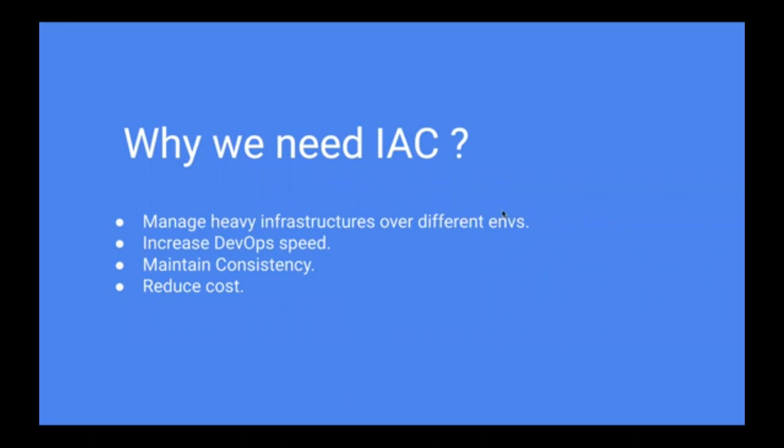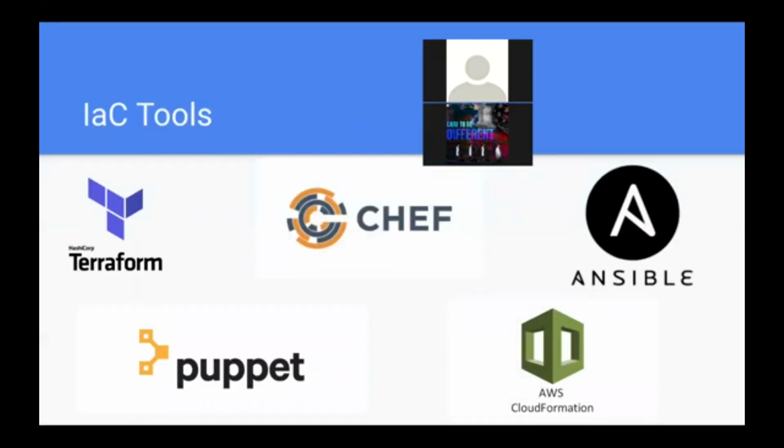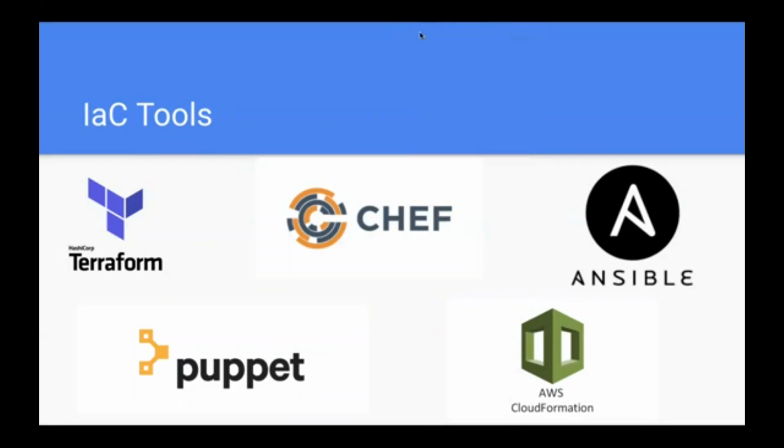Moving forward, these are some common examples of infrastructure as code tools. One is the most renowned, that is Terraform. We have Chef, we have Ansible, we have Puppet, and AWS CloudFormation. These tools are the most renowned and most widely used in the current market.